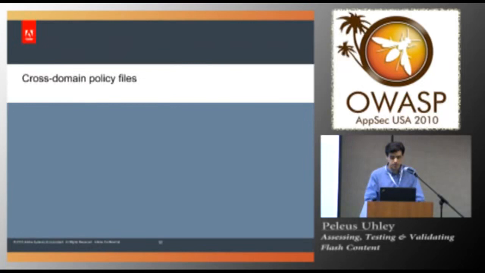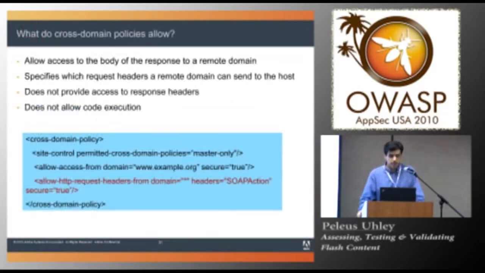And lastly, just a little bit about cross-domain policy files. Basically, what cross-domain policy files allow is access to the body of the message that's returned from the server. A lot of you are familiar with cross-site request forgery, and the way the attack works is you send a series of requests to a domain that's not yours, and you're sort of flying blind.